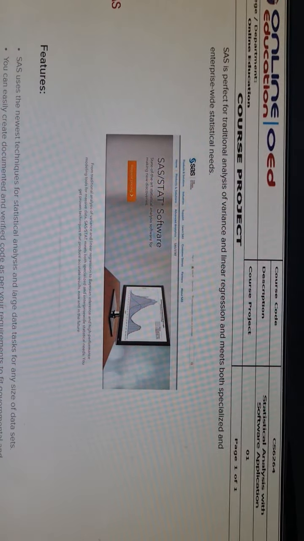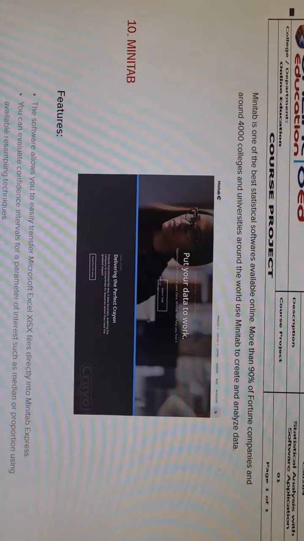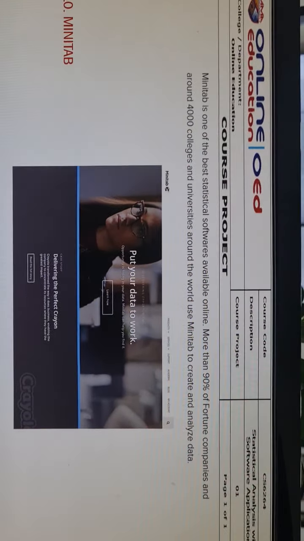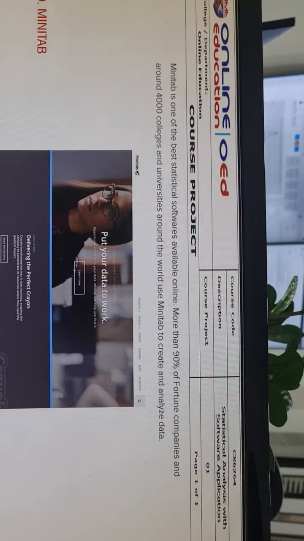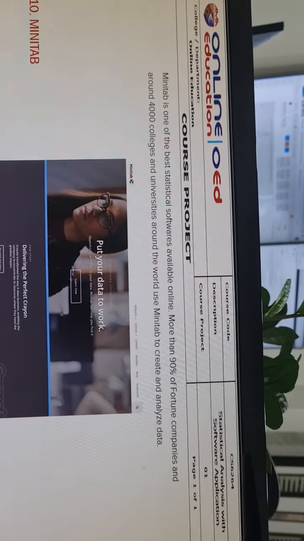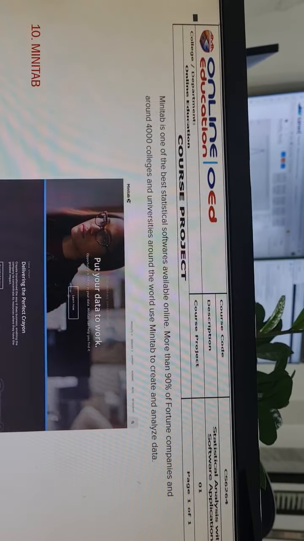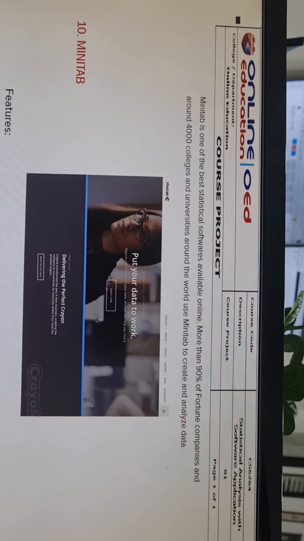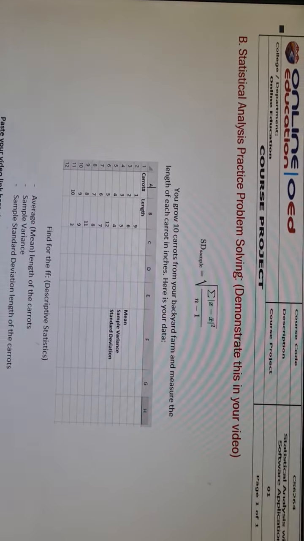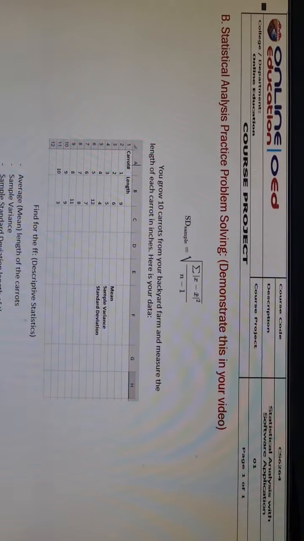The ninth one, the SAS, is perfect for traditional analysis of variance and linear regression and meets both specialized and enterprise-wide statistical needs. And the 10th one is the Minitab, which is one of the best statistical software available online. More than 90% of Fortune companies and around 4,000 colleges and universities around the world use Minitab to create and analyze data. Okay, so that's the end of part A.